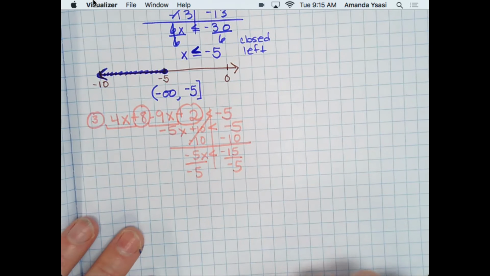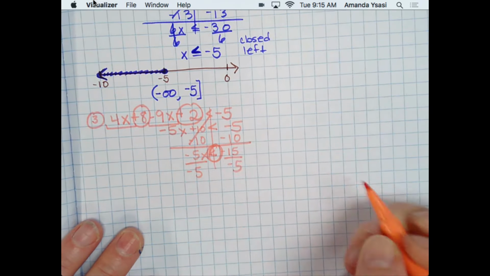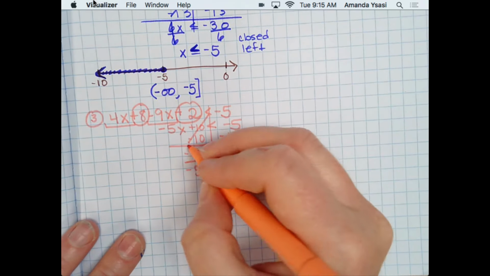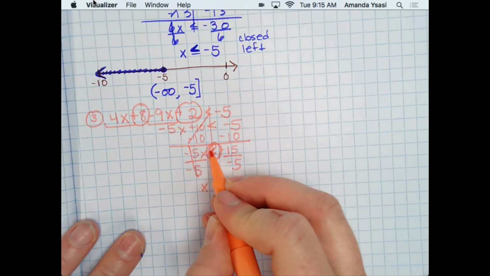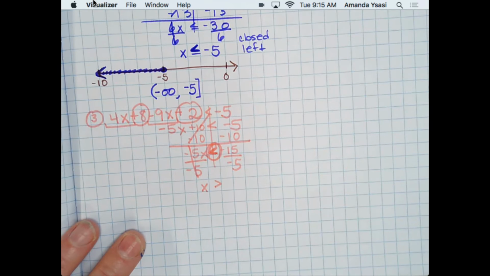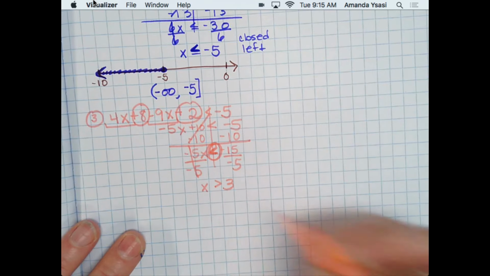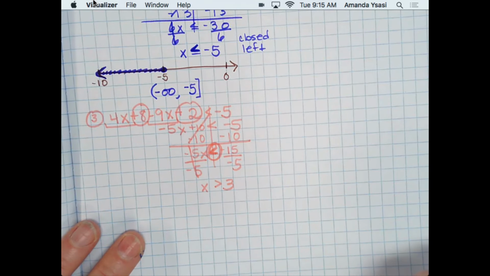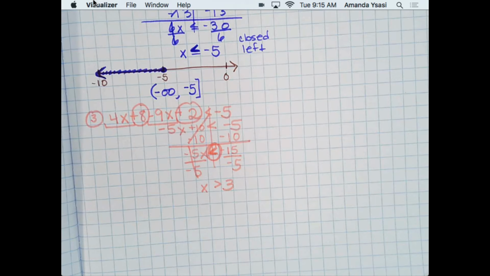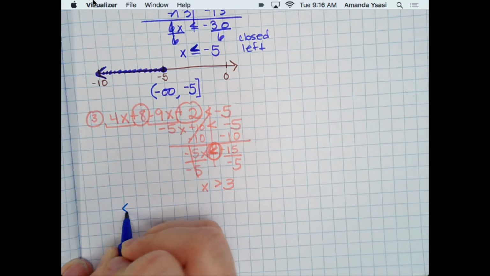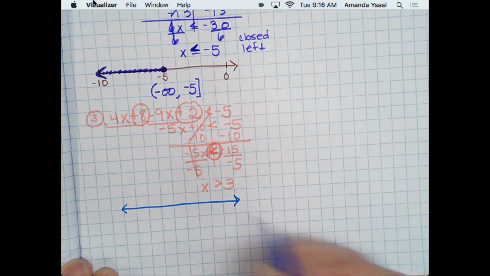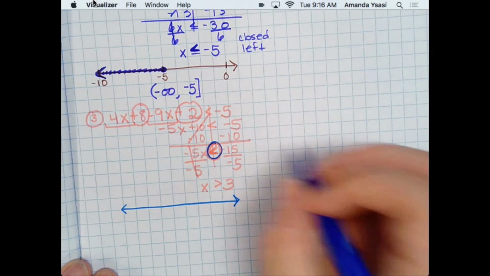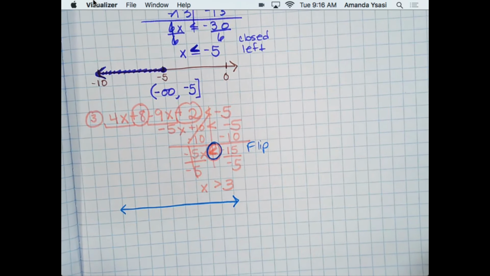What's special about this? Yeah, we got to flip the sign. That's that special rule. So X, instead of being less than, it's now going to be greater than. -15 divided by -5. Positive 3. Yep. So we flipped that sign. And we flipped it because we divided by a negative.